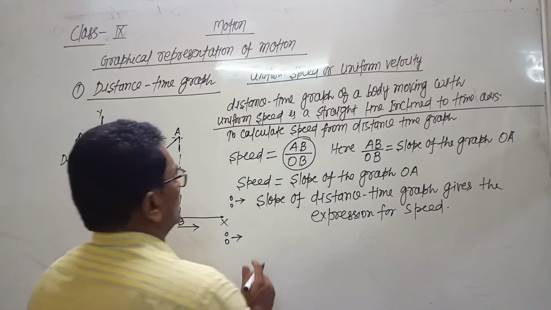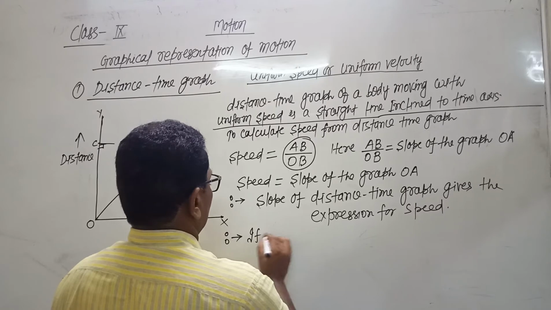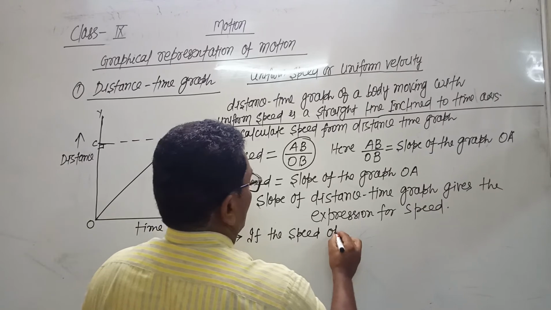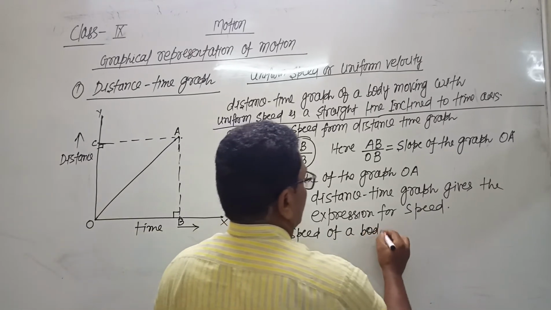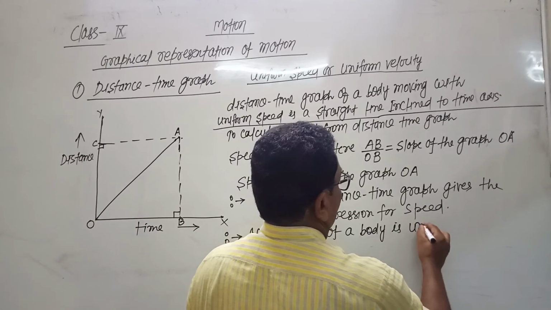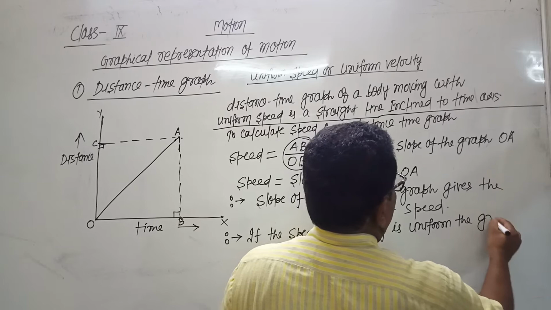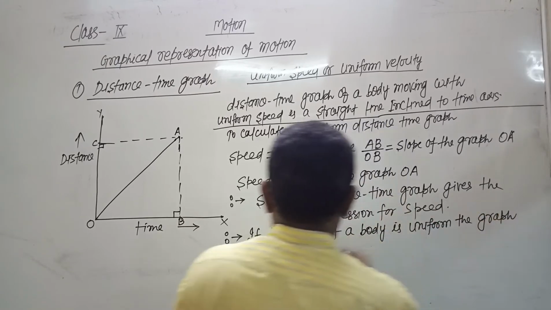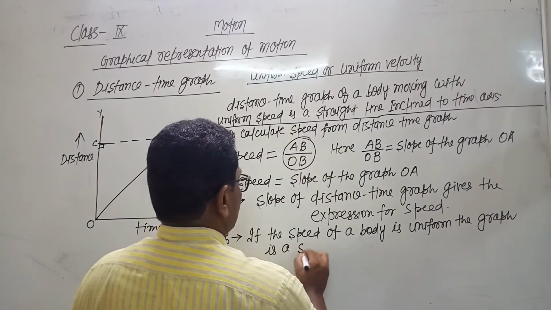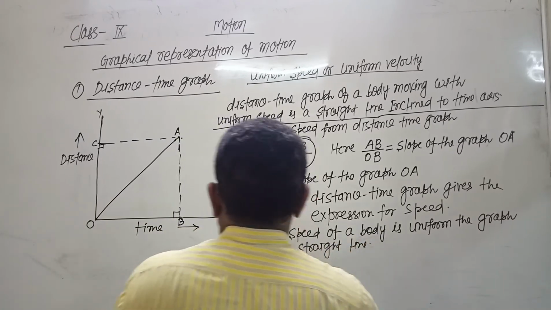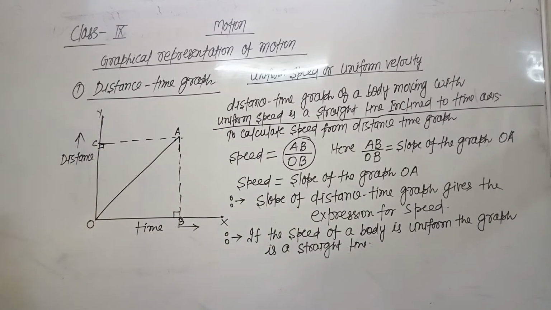Second conclusion: if the speed of a body is uniform, then the graph is a straight line. We draw the second conclusion that if the speed of the body is uniform, then the graph is a straight line.